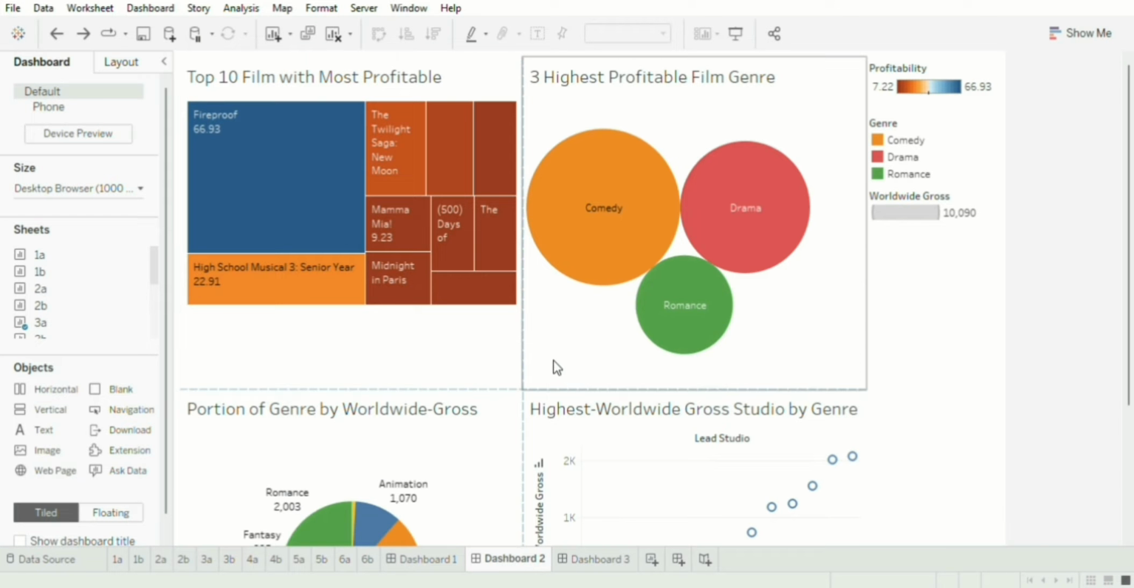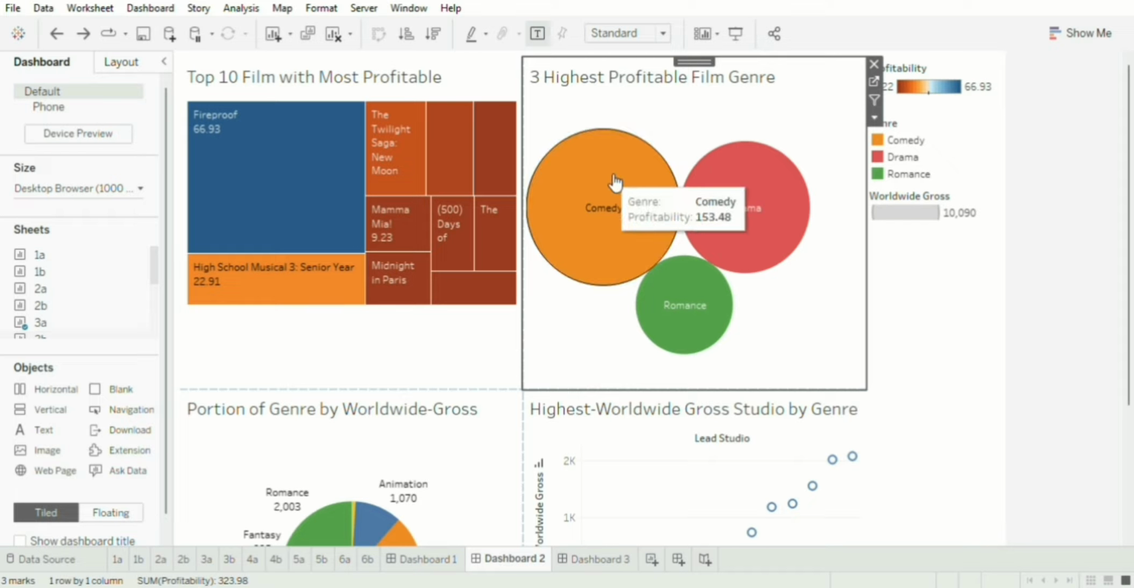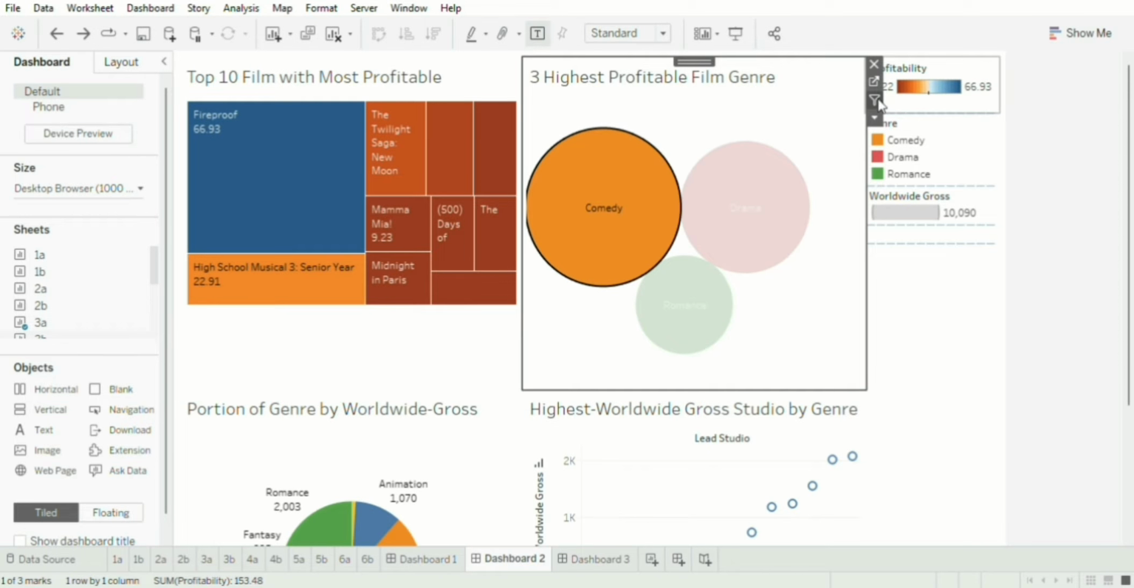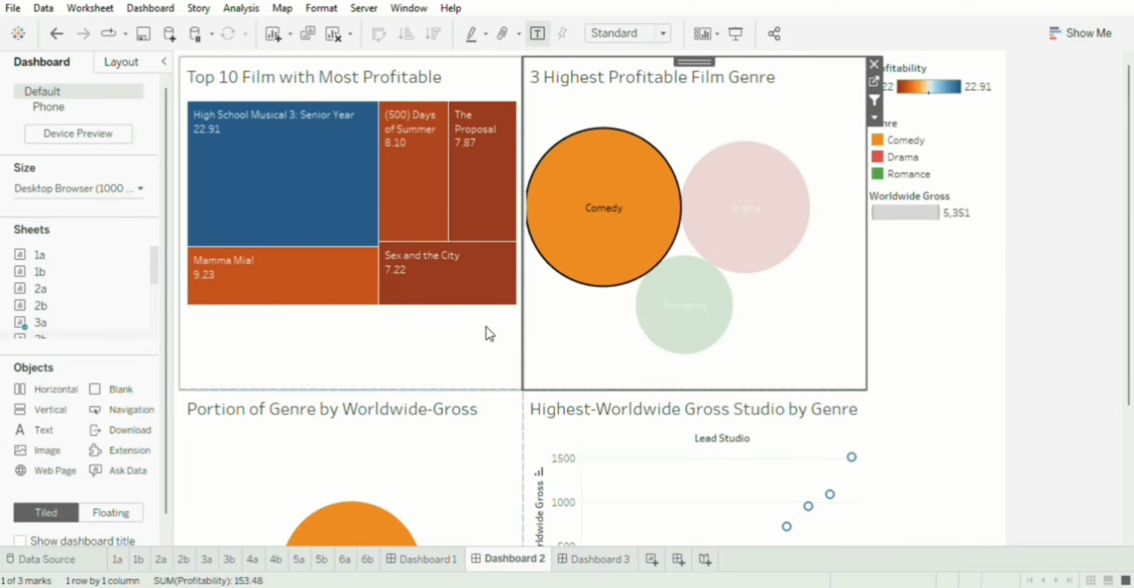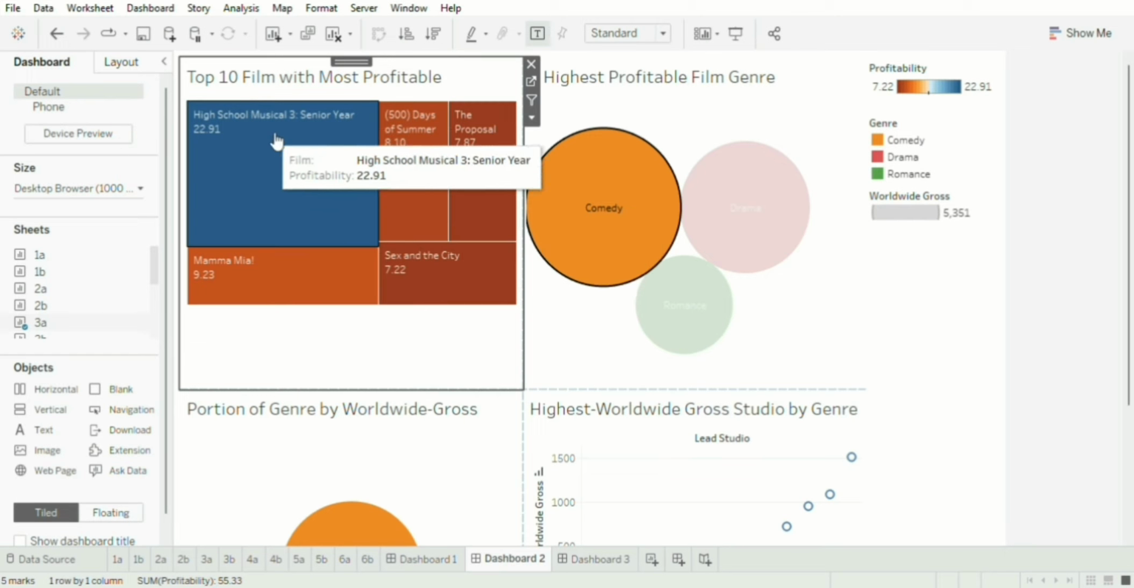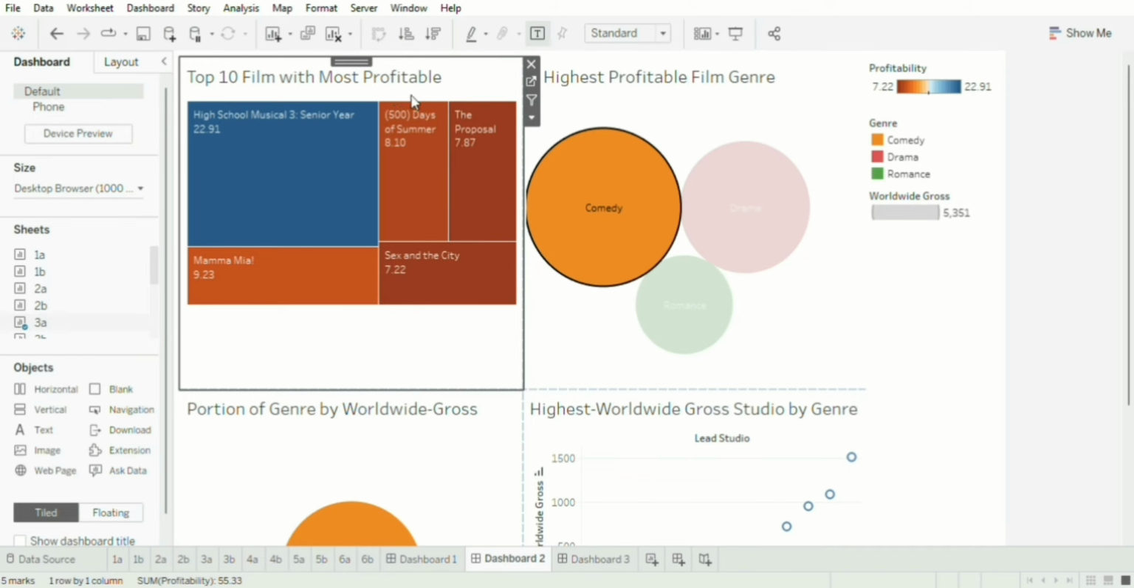Okay, let's begin. Here, as you can see, the highest profitable film genre is comedy. Let's just click it and go to filter. Okay, here is the top 10 films with most profitability. And with the comedy genre, we got 1, 2, 3, 4, 5 films with the comedy genre that are part of the top 10 films with most profitability.